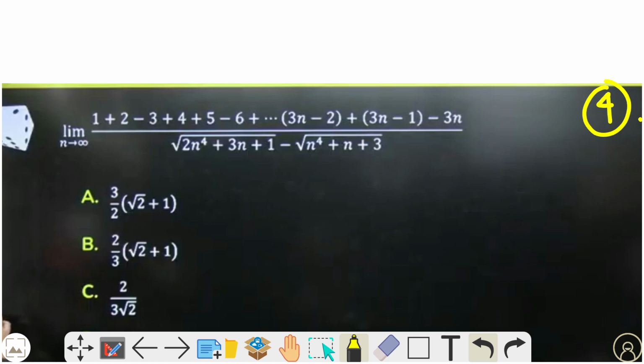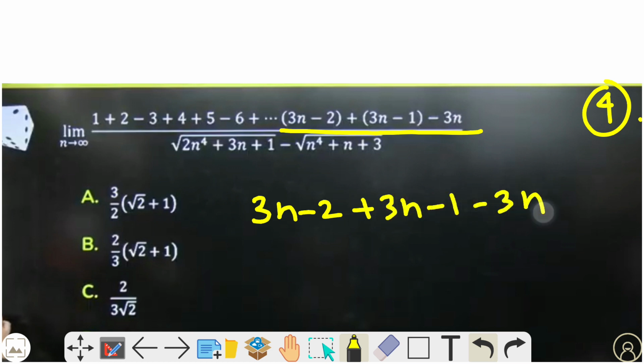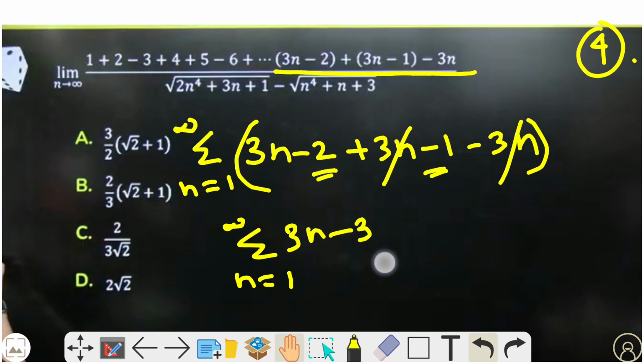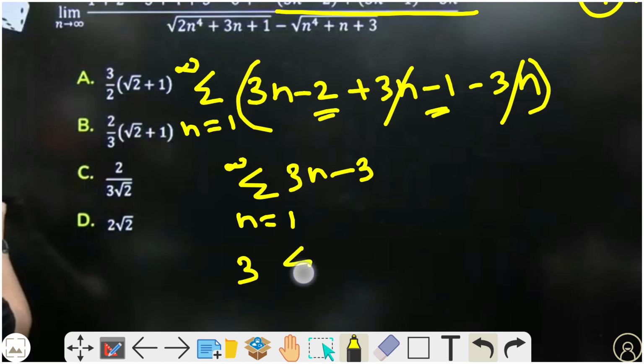So limit n tends to infinity of 1 plus 2 minus 3 plus 4 plus 5 minus 6 plus etc. They have also given the general term, that is 3n minus 2 plus 3n minus 1 minus 3n, summation n equal to 1 to infinity. Okay, so minus 3n and plus 3n will cancel each other. So summation n equal to 1 to infinity of 3n minus 2 minus 1, minus 3. So 3 is a common part, so we need to take it outside: summation n equal to 1 to infinity of n minus 1.